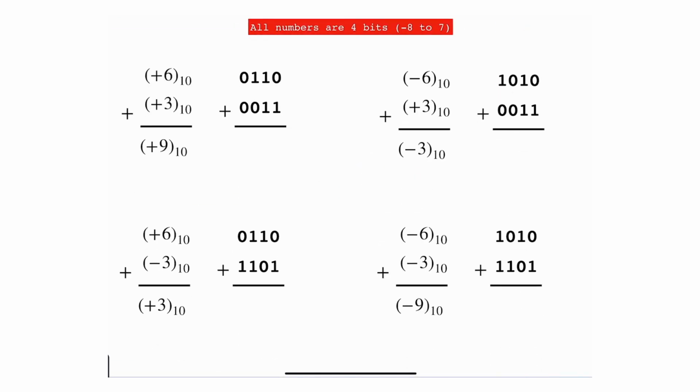Okay, so let's see a few arithmetic operations involving negative numbers. Here, I'm showing you a few examples. I'm going to walk you through all of them, and I'm going to show you how we can do them.